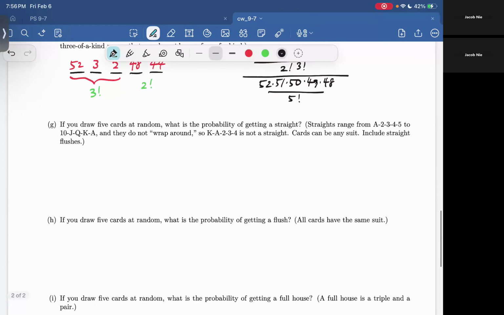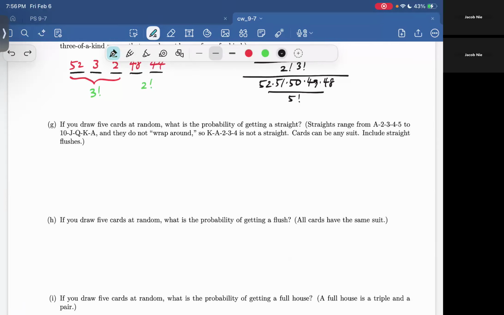Third question. This one is challenging. I've revised it a little bit from the classwork because I did not include the fact that a straight can actually be ace low. I thought the lowest was too low, but I actually looked at the rules again. It's actually ace low to 10 low. So 5 high to ace high. Okay, so how do we count the total number of 5 card hands that contain a straight?